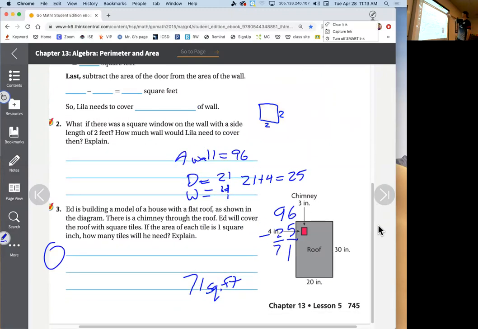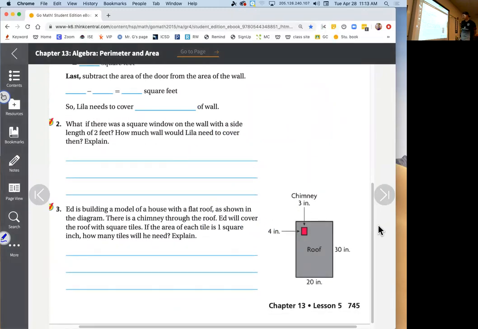So here is his roof. He needs new stuff on his roof. There's a chimney and we'll cover the roof with tile squares. So we can cover it with tile squares. We need to get everything except for the chimney.